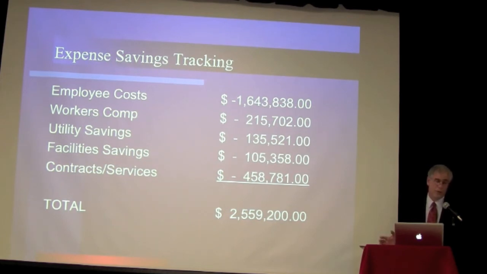When you look at our expense structure, almost 80% of our expenditures in the school district are payroll and benefits. I'm going to talk a little bit about benefits in a minute. And then we had savings in workers' comp, utility savings, facility savings, and then contracts and other services. That's just kind of the catch-all. The $2.6 million that we've saved over the last three and a half years. That's the good news.